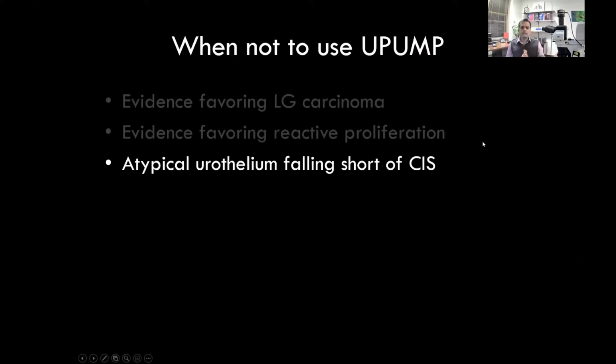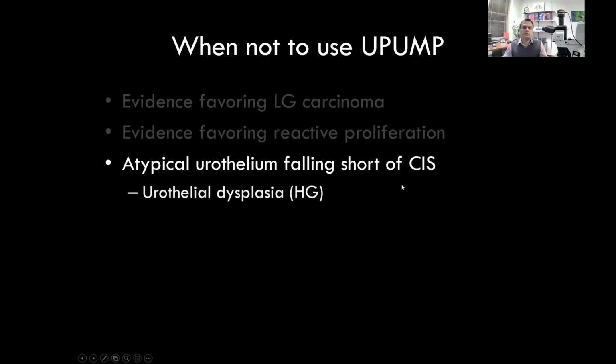And finally, you have atypical urothelium that just falls short of CIS. So this is a challenging topic to understand and diagnose. So I'll show several examples of what to do in these situations. But this is not a situation where you should be using UPUMP. UPUMP is essentially a diagnosis in the low-grade setting and not in the setting where high grade comes into the differential diagnosis.